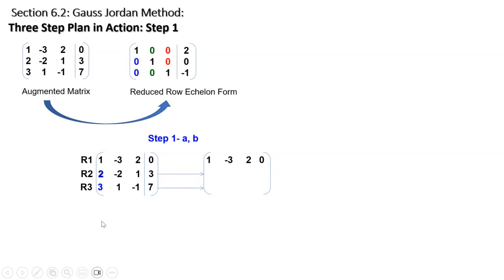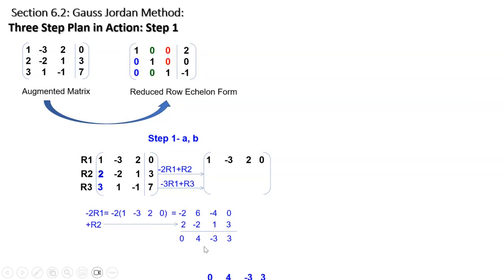So we're going to use row number 1. So I'm going to multiply -2 times row 1 and add it to row 2. Then I'm going to multiply -3 times row 1 and add it to row 3. And here's my work. -2 row 1 is equal to -2. Now I'm going to multiply -2 times every term inside the parentheses, and this should be my result. Then if I add it to row 2, I just bring row 2 over. It's going to give us 0, 4, -3, 3. So that's my new row 2.